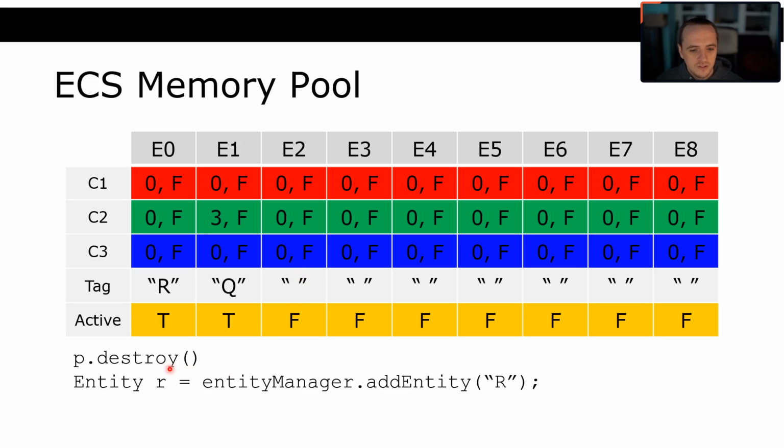All right, so now entity R is entitymanager.addR. I can take over this slot, default construct all the values, and that's where this entity now lives. Now, if I want to add the component C3, then this becomes true, and so on.